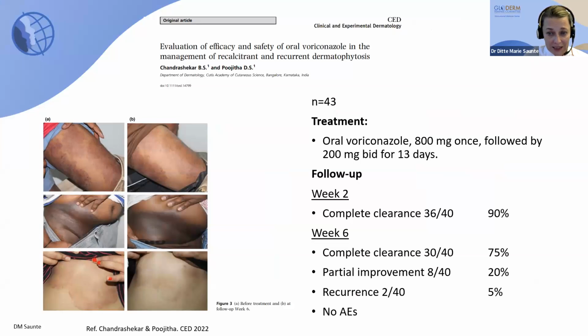And at week 6, the complete clearance had lowered a bit to 75%, and 20% had partial improvement, and the recurrence rate was 50%. Sorry, week 6 was the follow-up after these 14 days of treatment. So it was quite a good response rate. And you have here A, before the treatment initiation, and B, at week 6 in these patients.